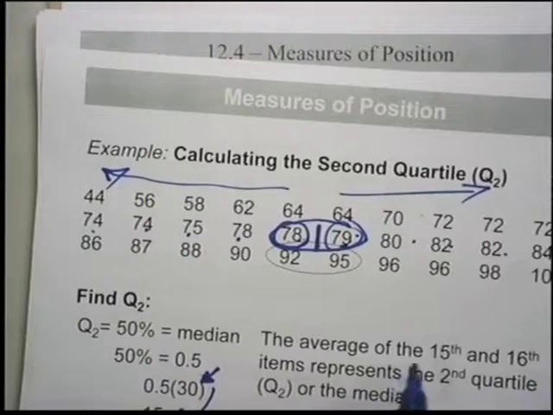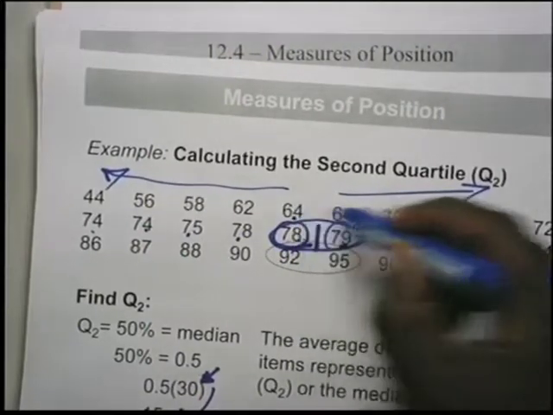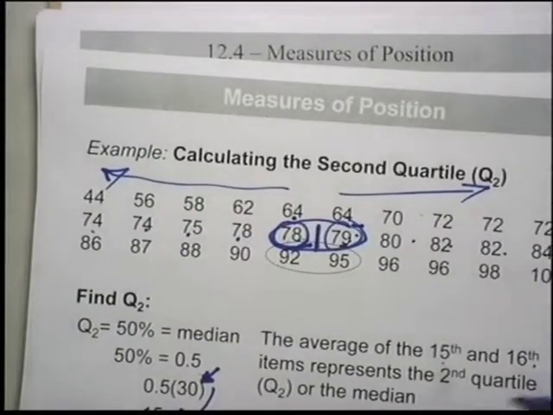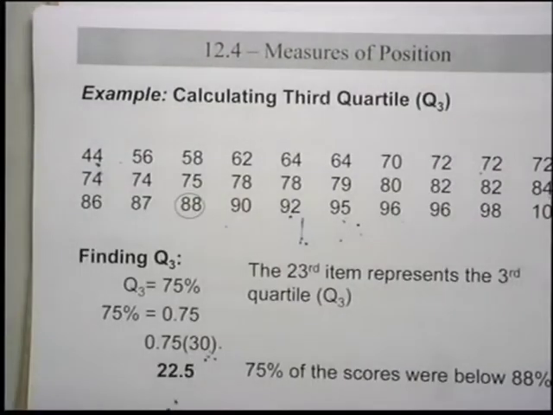So the average of the 15th number and the 16th number, this is the 15th, right? And the 16th, we add them and divide by 2 to get the median, or the second quartile. And our answer for the second quartile is 78.5. We go to our third example, calculating the third quartile, Q3.